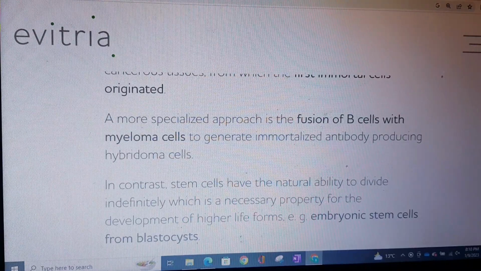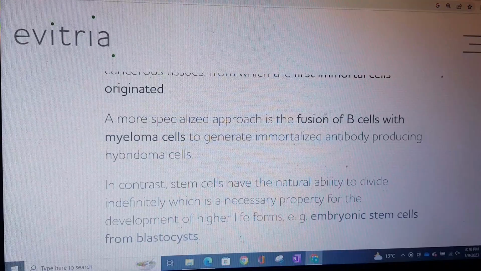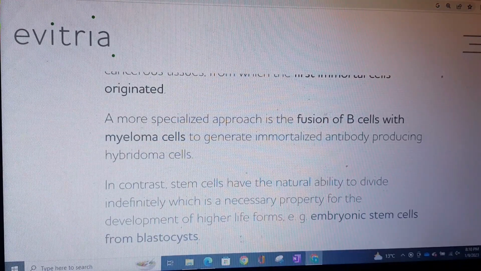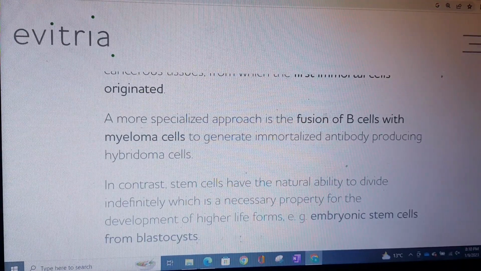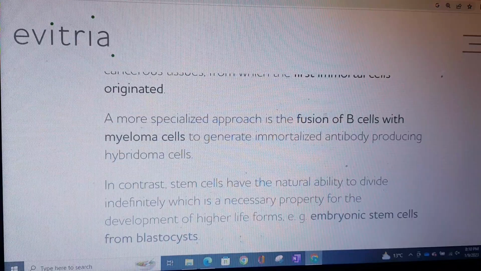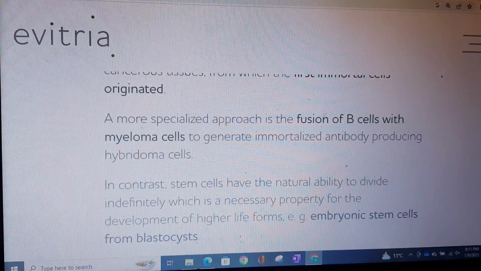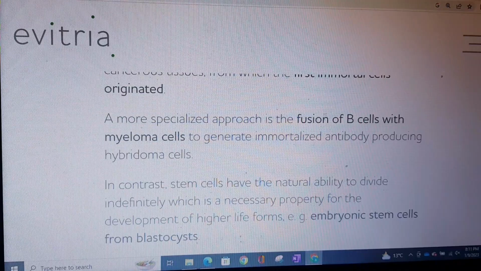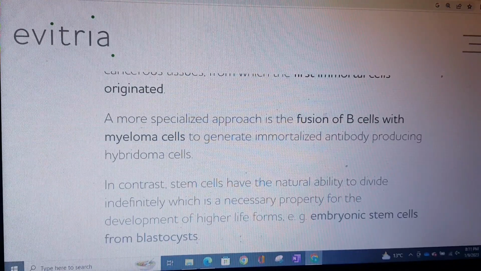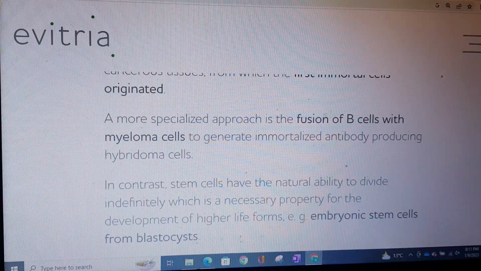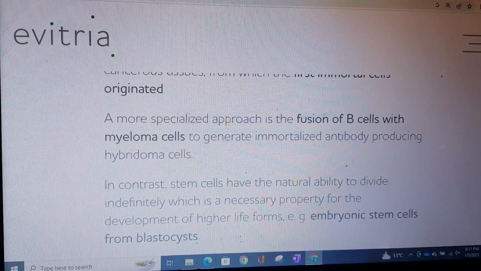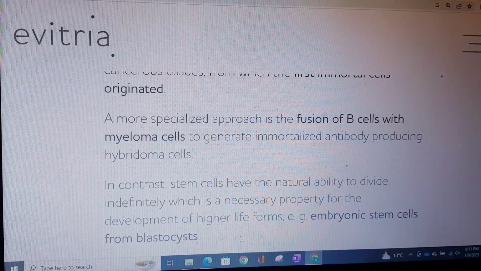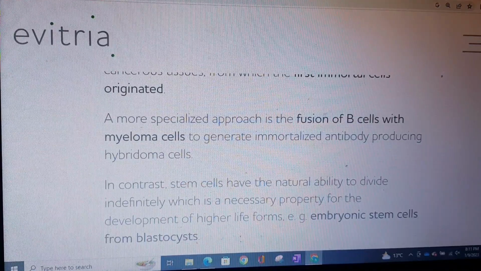B cells are key players in the adaptive immune response and are responsible for humoral immunity in mammals. Whereas myeloma, also called multiple myeloma, is a cancer of the plasma cells. Plasma cells are the white blood cells that make antibodies that protect us from infection. In myeloma, the cells grow too much, crowding out normal cells in the bone marrow that make red blood cells, platelets, and other white blood cells. So, as a result of fusion of the B cells with the myeloma cells, immortalized antibodies are produced.